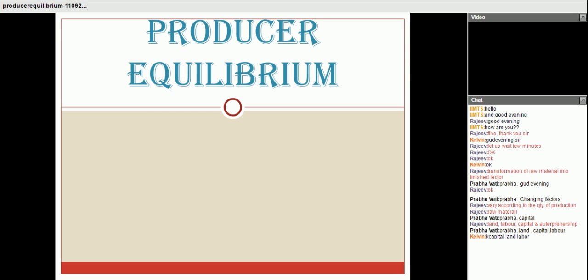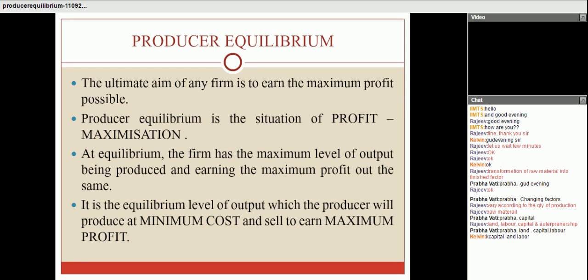So now we come to the second part, that is the producer's equilibrium. So what is the meaning of this? The ultimate aim of any firm is to earn the maximum profit possible. That is what every firm looks at. Their target is earning maximum profit, and that maximum profit will be given by what? When can we have a situation of maximum profit? Rajiv, Kelvin and Prabha?